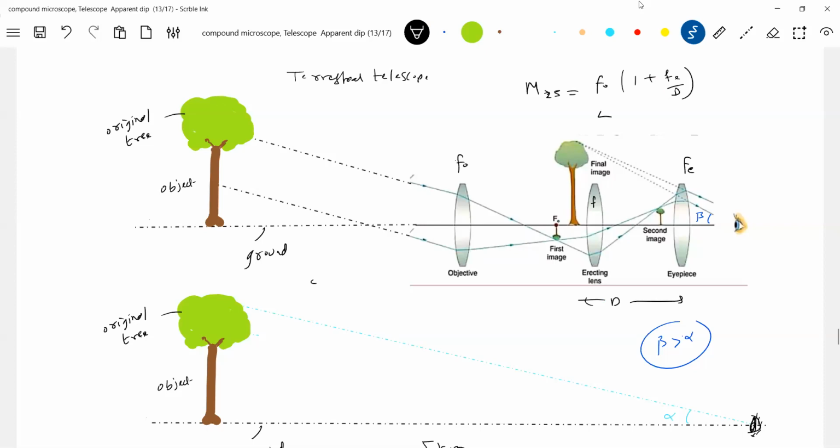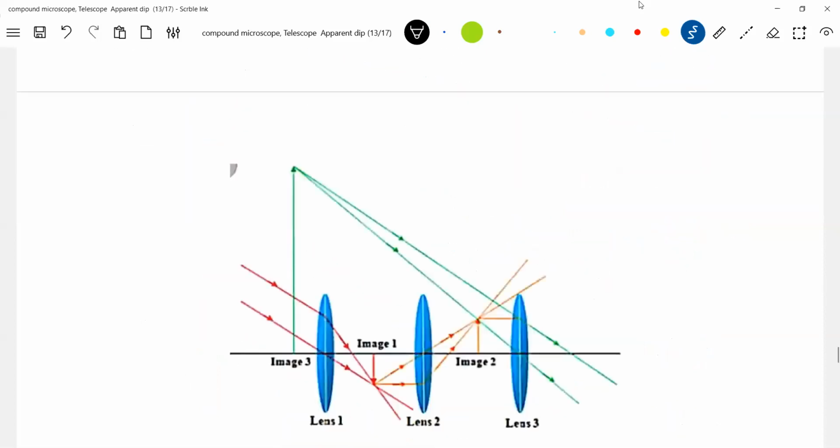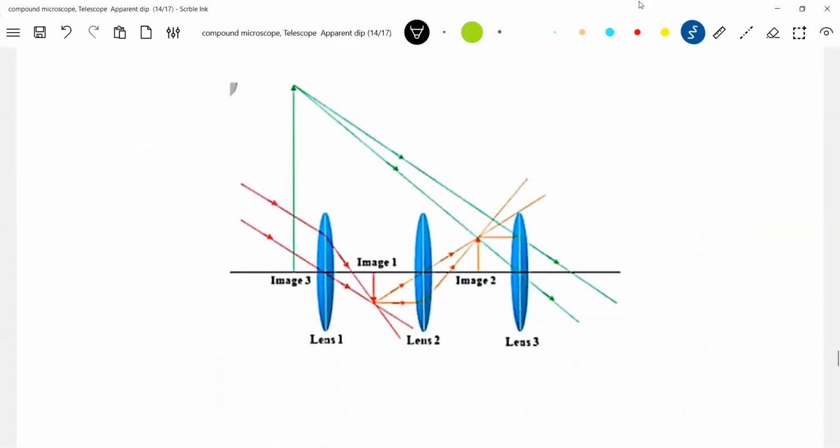What is the length of the tube? Length of the tube will change. It is not the same as before, so you have to calculate the length of the tube. It has to be calculated here. Got the idea? This will be much easier: object at infinity, final image is also at infinity.